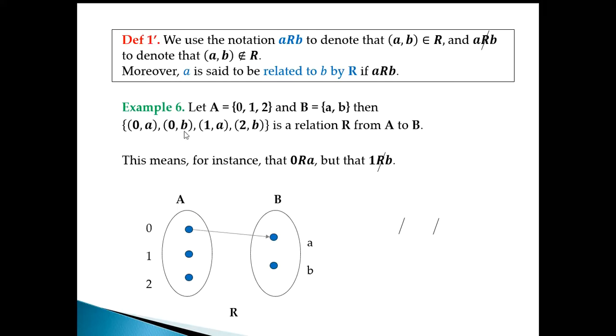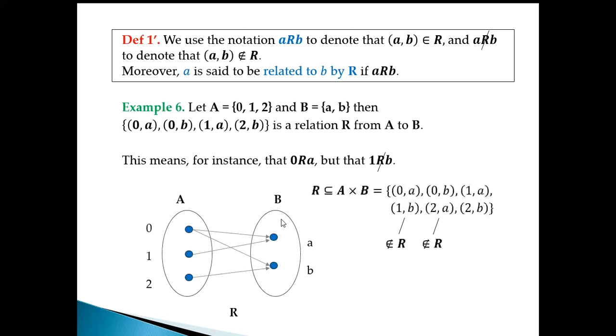Next (0,b). (0,b) means 0 is related to b. Next (1,a). (1,a) in the relation means 1 is related to a. Next (2,b). So we see here 2 is related to b. So this is the representation of the relation by the arrow diagram.